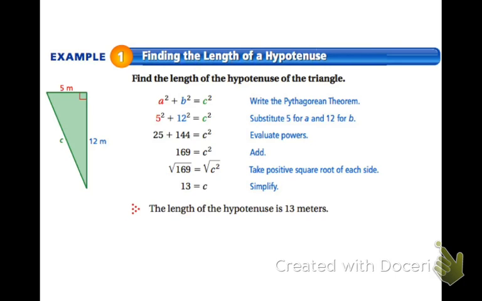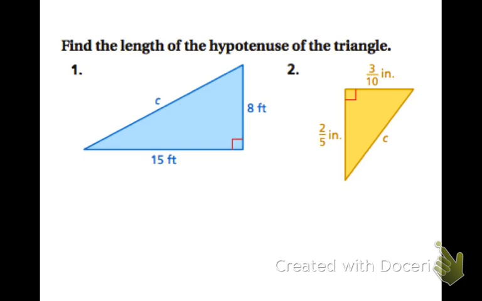We'll try that. Here's our first one. So find the length of the hypotenuse. So we have to determine which part is A and which part is B. So we'll write the Pythagorean theorem, A squared plus B squared equals C squared. Substitute in the values.